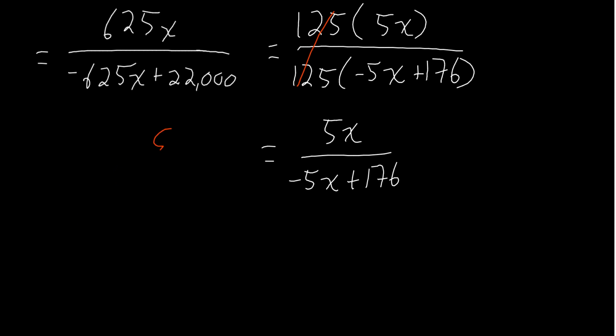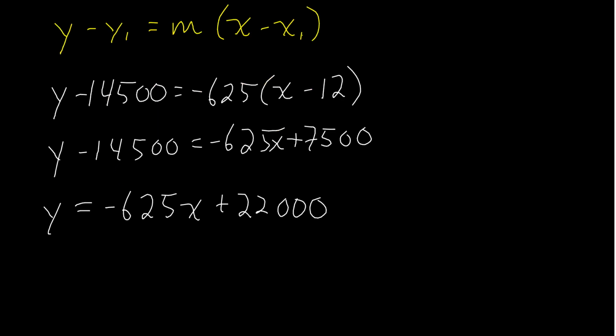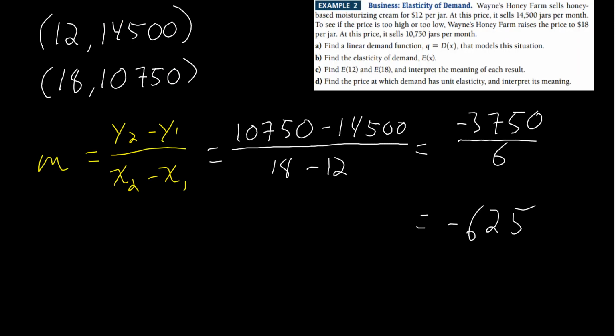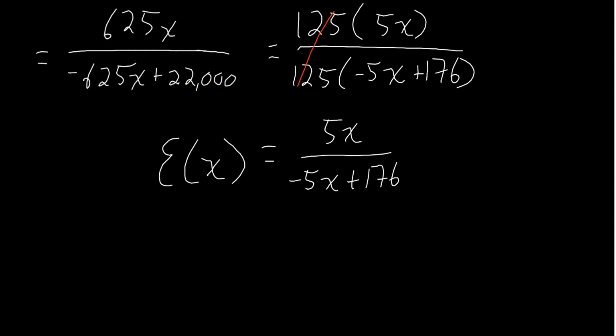So let's go ahead and write this as E of x. That takes care of B, find the elasticity of demand. Next we want to find E of 12 and E of 18 and interpret the meaning of each result. So finding E of 12 and E of 18, we'll just do this right beneath it. All we're going to do is plug in 12 here, figure it out, and then plug in 18 and figure it out. So let's go ahead and put it into the calculator.